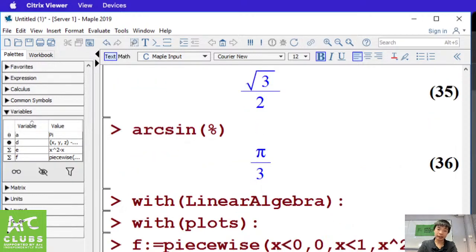So now it substitutes it, then evaluates it. So we get 0, which we know is true because minus 1 is less than 0, so it would return 0.